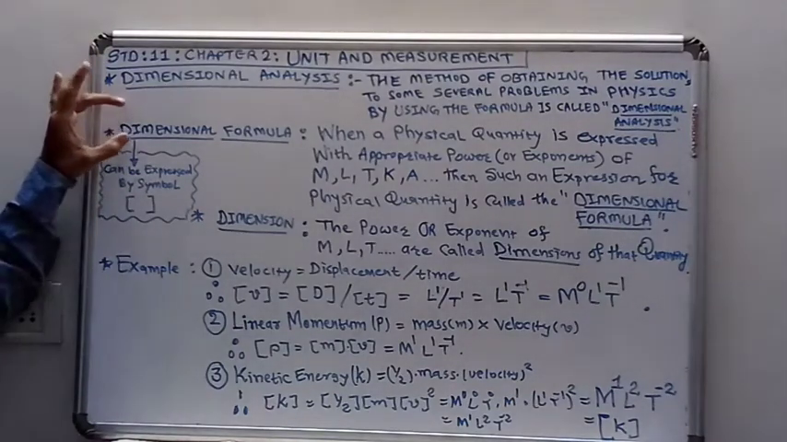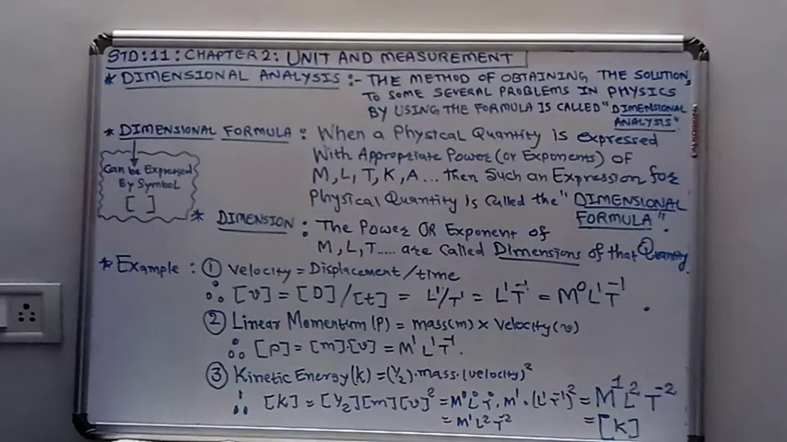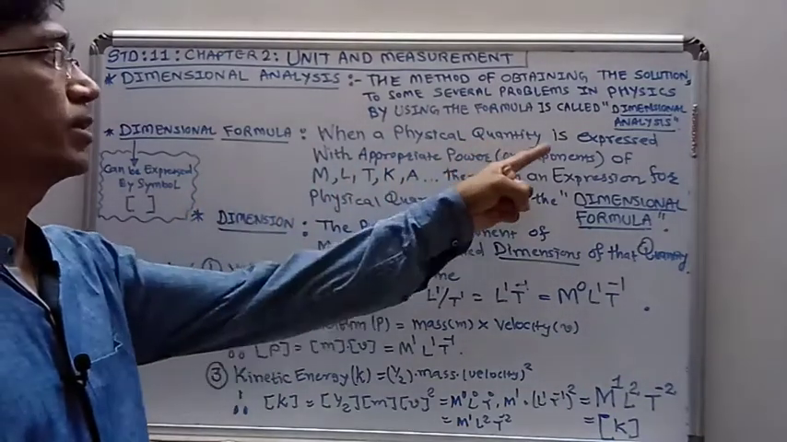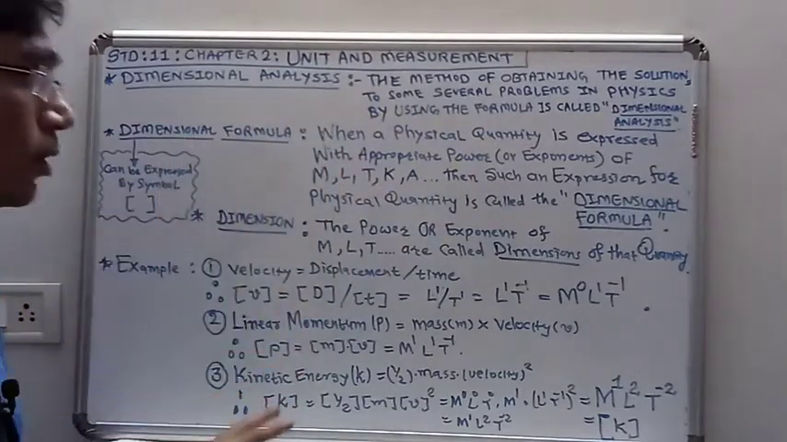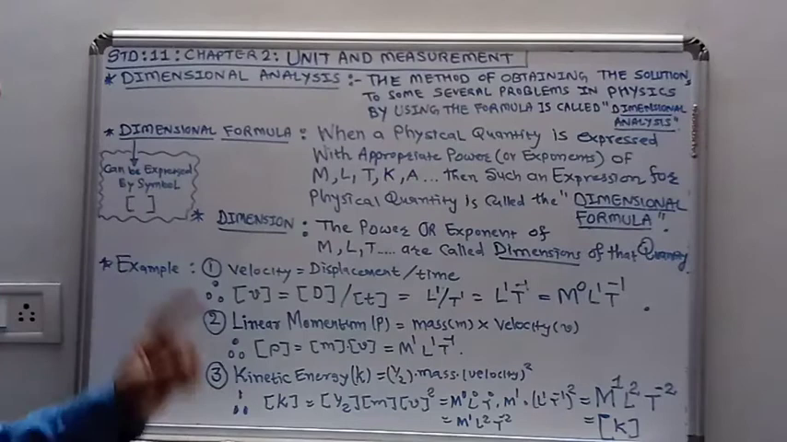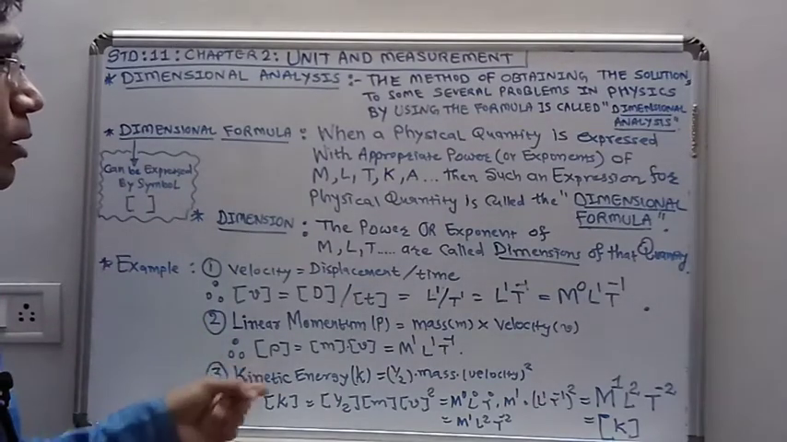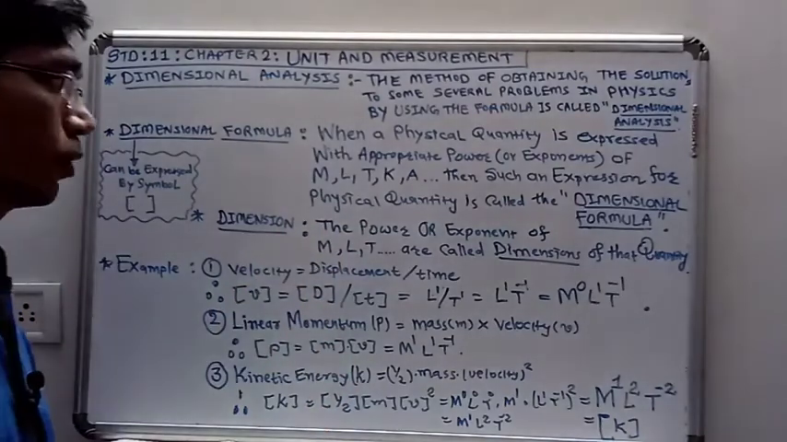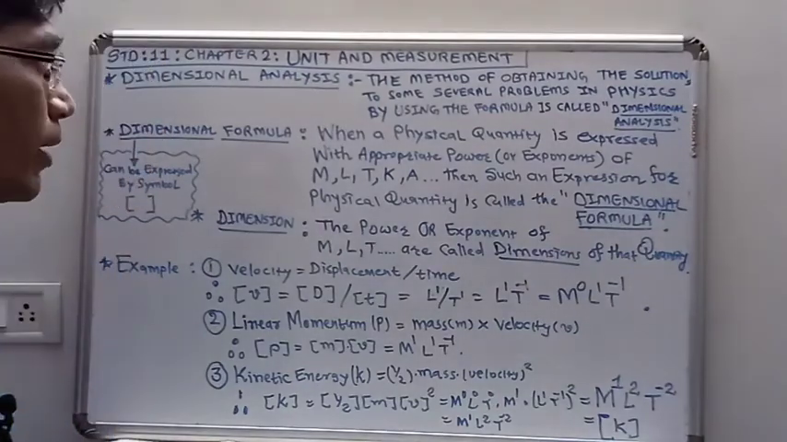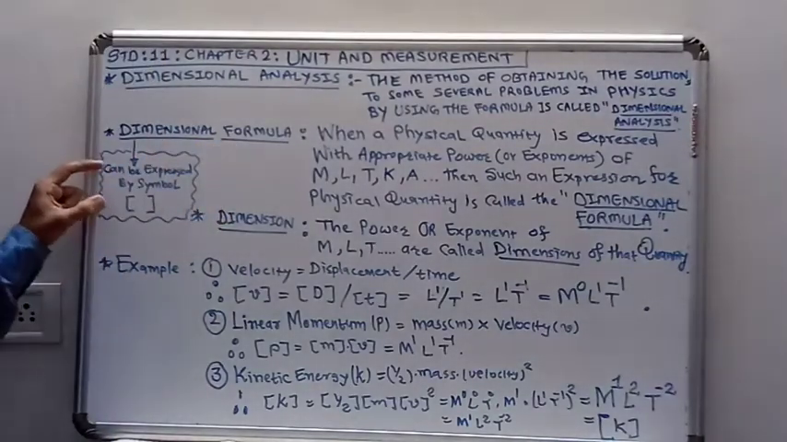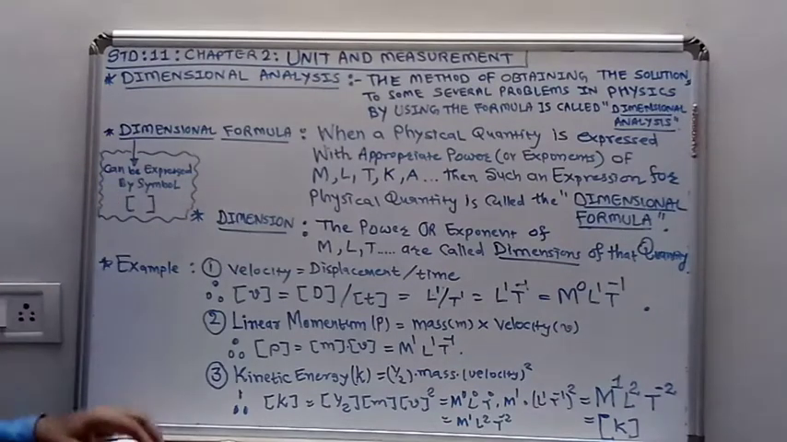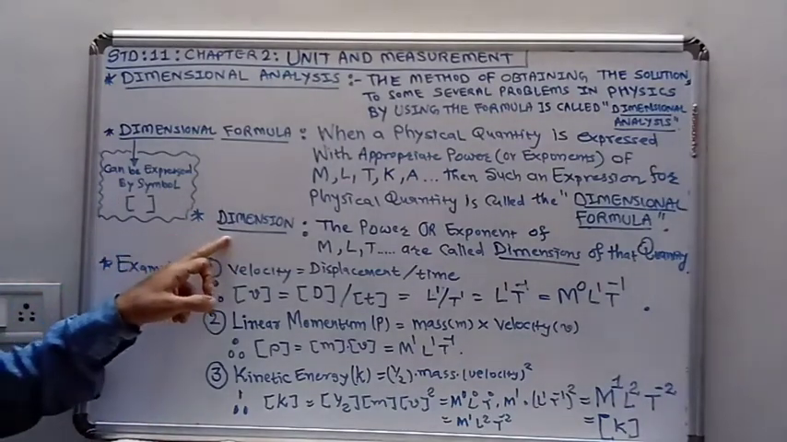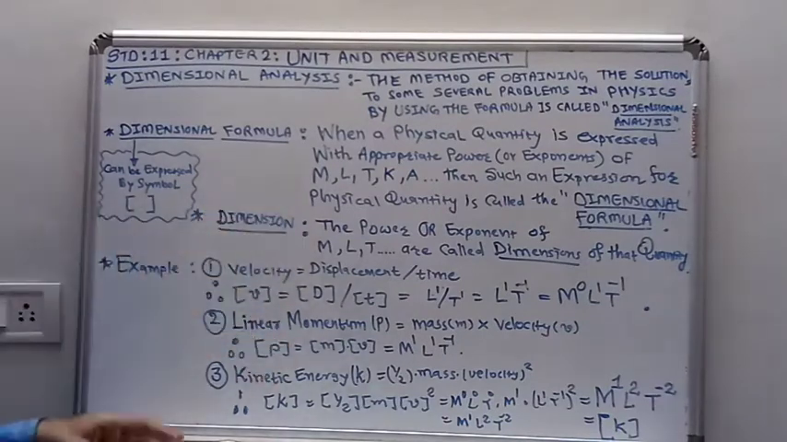Now let us take the dimensional formula. What is the meaning of the dimensional formula? When a physical quantity is expressed with appropriate power or exponent of M, L, T, K, A, then such an expression for the physical quantity is called the dimensional formula. So the dimensional formula can be expressed by the symbol bracket. Now, the power or the exponent of M, L, T are called the dimensions of that quantity.